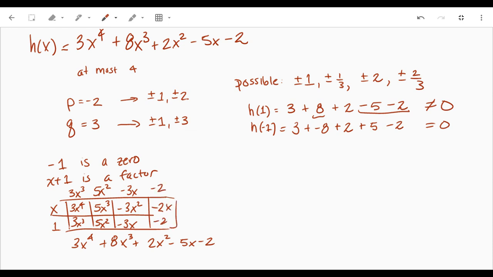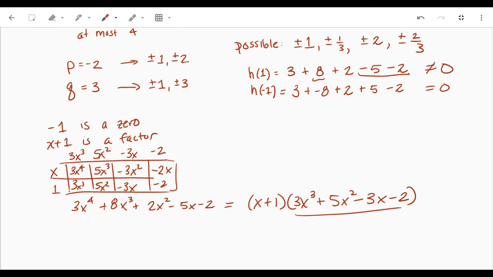And that works. Okay, so now we have this is equal to x plus 1 times 3x cubed plus 5x squared minus 3x minus 2. Okay, now we keep checking our zeros. Now we use this expression to check the zeros. And so we're going to keep going here, and we're going to test 2. Because remember, we want to do the easy ones first, and that's going to be the whole numbers.